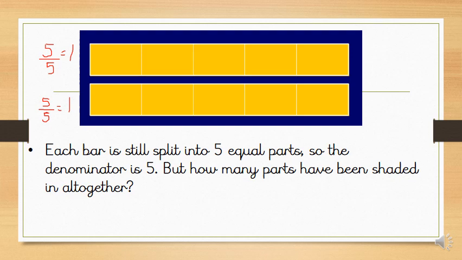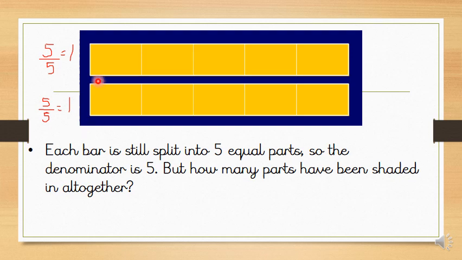Okay, so we know this shape has been split into 5 equal parts. We know the denominator is therefore 5. It's not 10, okay? It's not 10 because we're looking at each shape and what each shape has been split into.